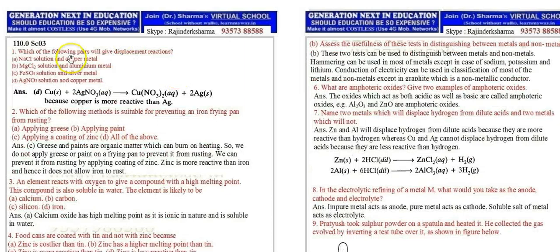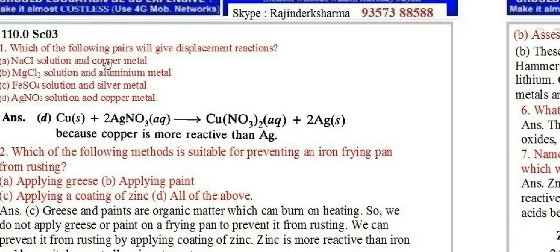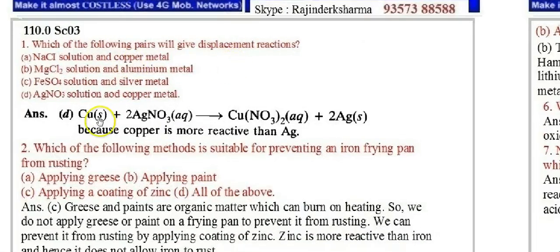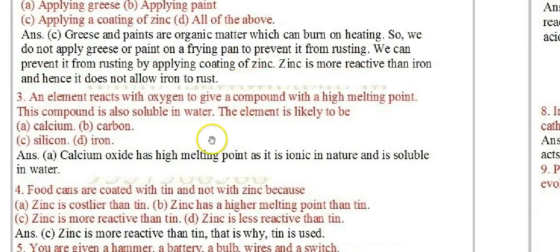Now basically these are your exercise questions. Which of the following pairs will give displacement reactions? The correct answer is given over here. Then, which of the following methods is suitable for preventing an iron frying pan from rusting? C is the correct option, as you find.